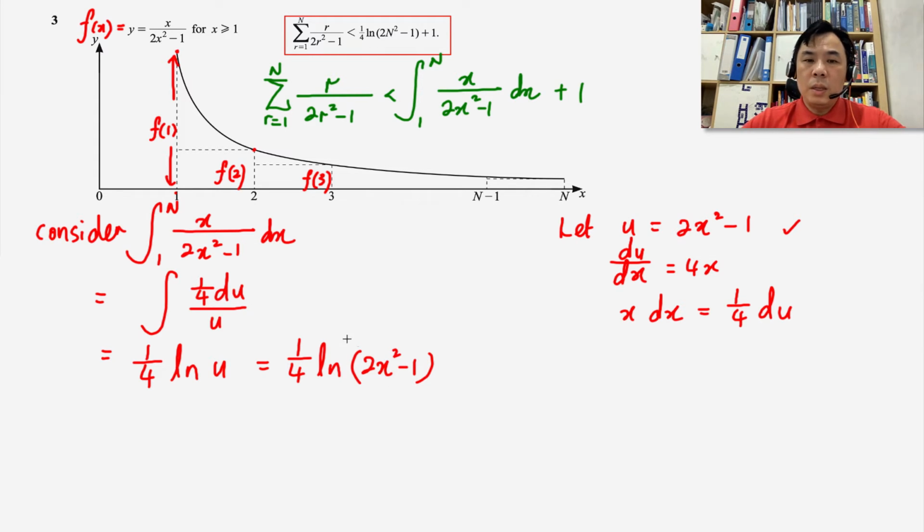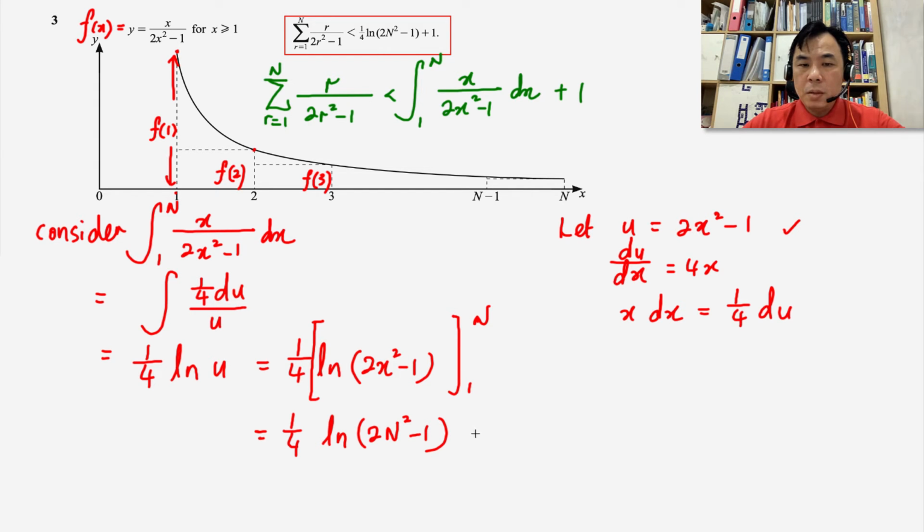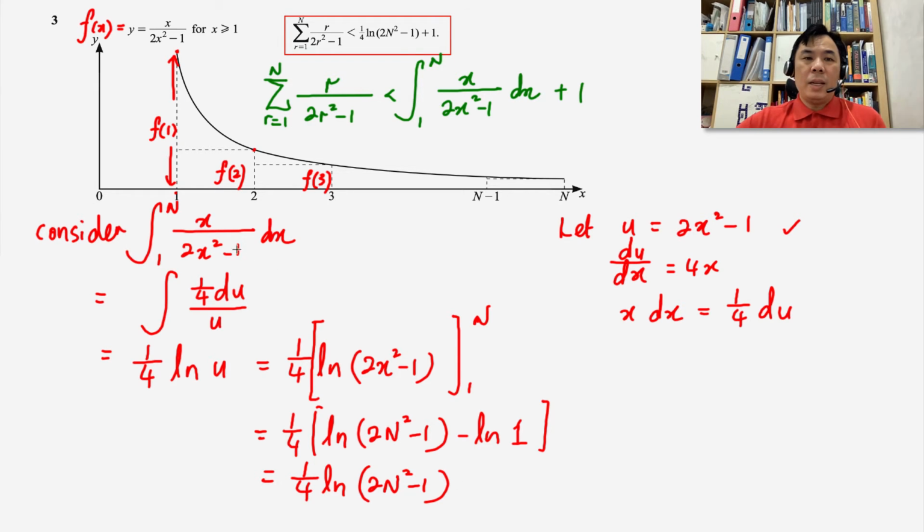Now, once you have done this, because there's a boundary from 1 to n, it's always best to put back the boundary from 1 until n here. And then we're going to do that by substituting the n first. We have ln of 2n squared minus 1 minus ln 1 inside. So this is 2 minus 1, which is a 1. And then at the end of the day, we have a quarter of ln of 2n squared minus 1. Okay, and that is our integration that we are looking at here.